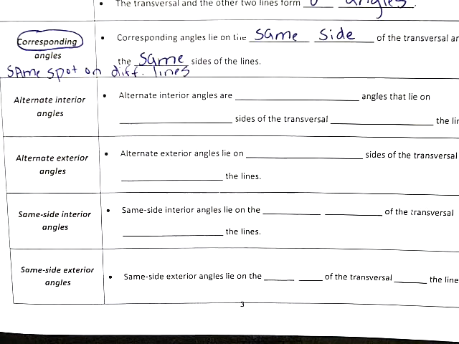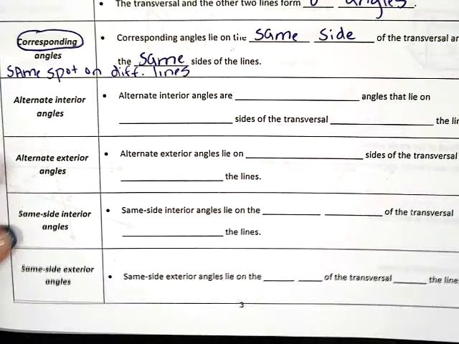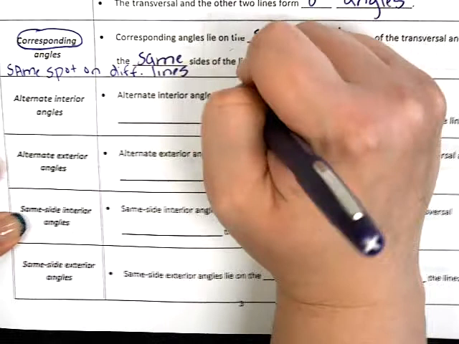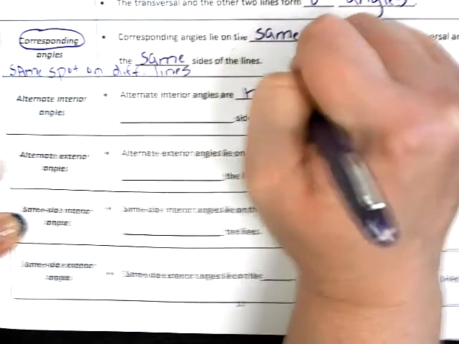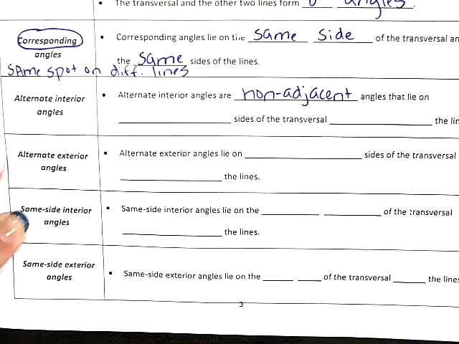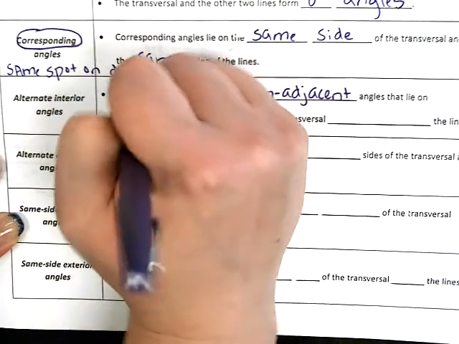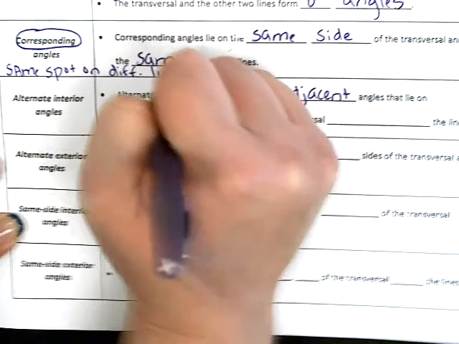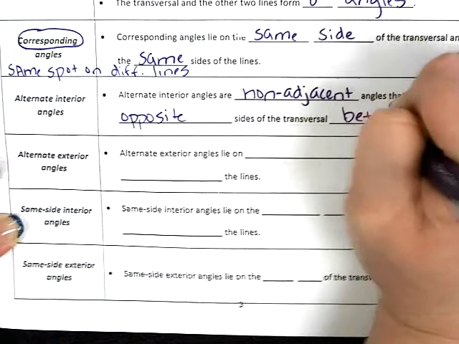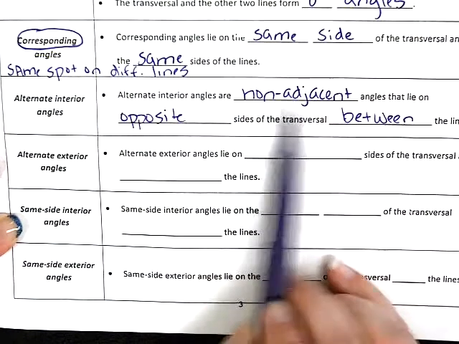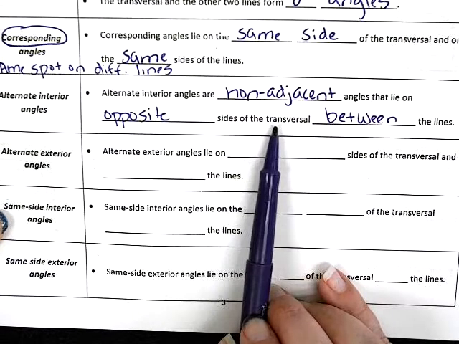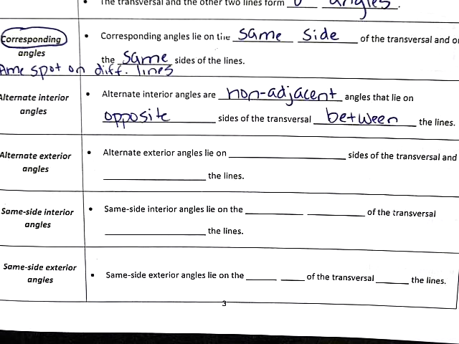All right, alternate interior angles are non-adjacent angles that lie on opposite sides of the transversal, and they are between the lines. So they're non-adjacent, so remember they're not next to each other then. They are on opposite sides of the transversal, and they're in between the two lines that we're talking about.